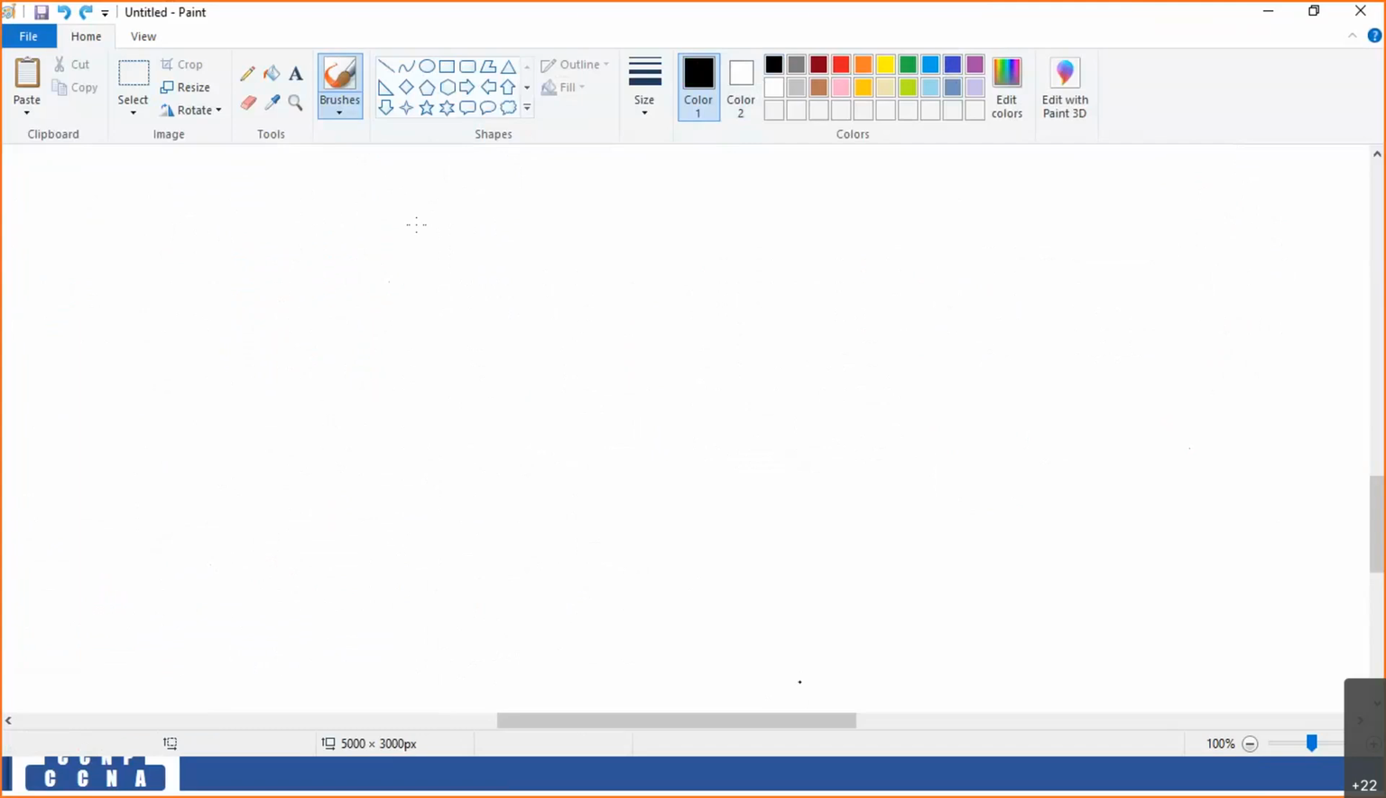Next point is, can anyone please tell me one IP address from a Class A example? Class A IP address, please. An example. 100.10.250.10. 250.25.15.